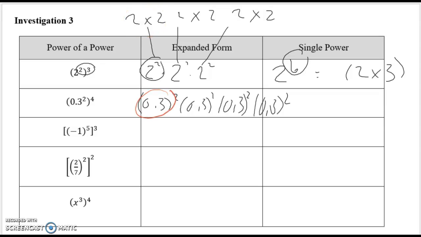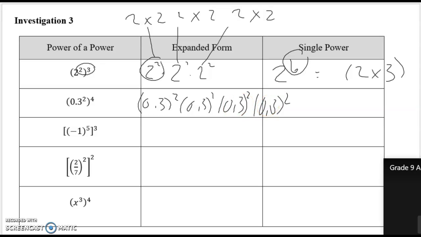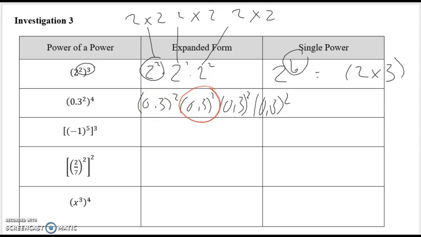Okay? So there would be 2 of these, 2 of these, 2 of these, 2 of these. So if I were to count them up, we would have 2 here, plus 2 here, which is 4, plus another 2, which is 6, and then another 2, which is 8. So it would be 0.3 to the 8. And if we were to multiply it, 2 times 4 gives us 8.